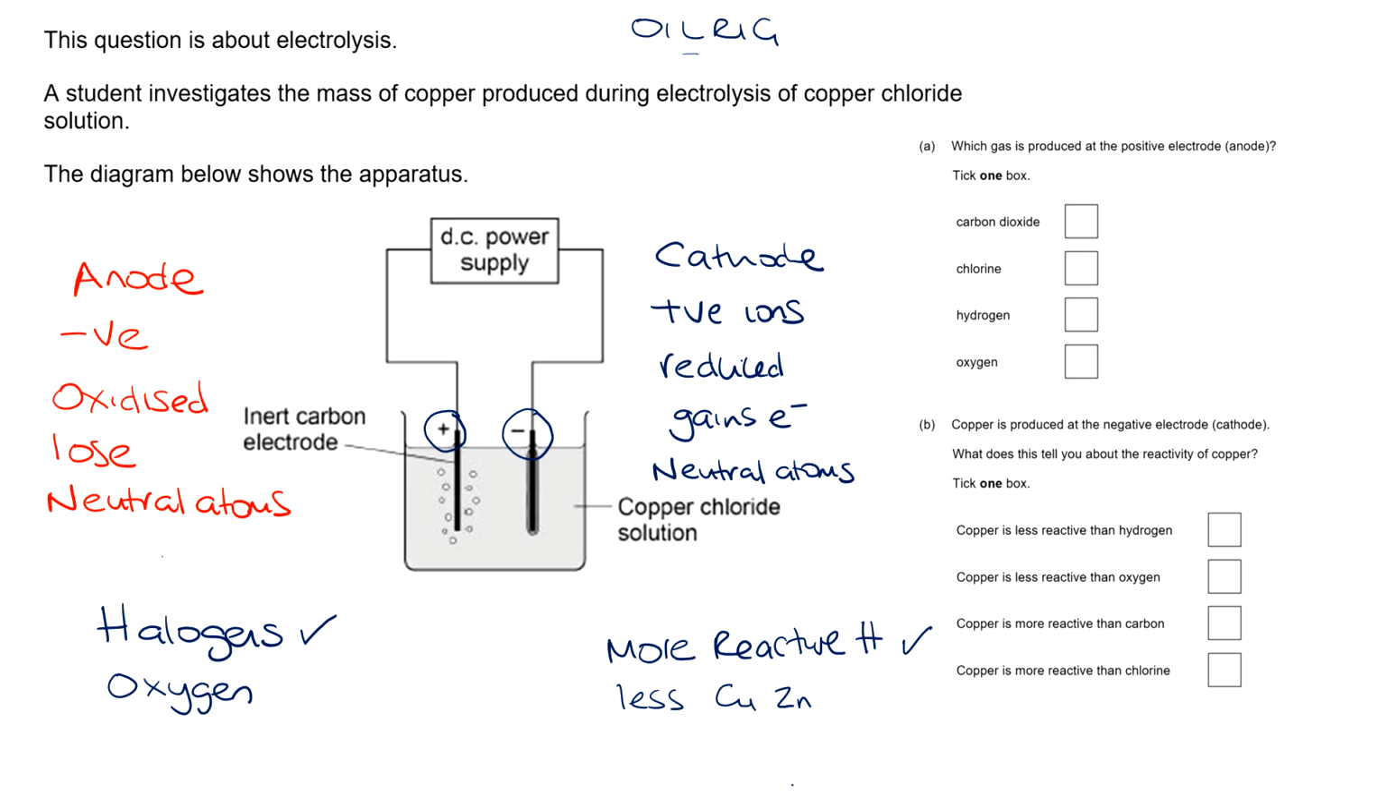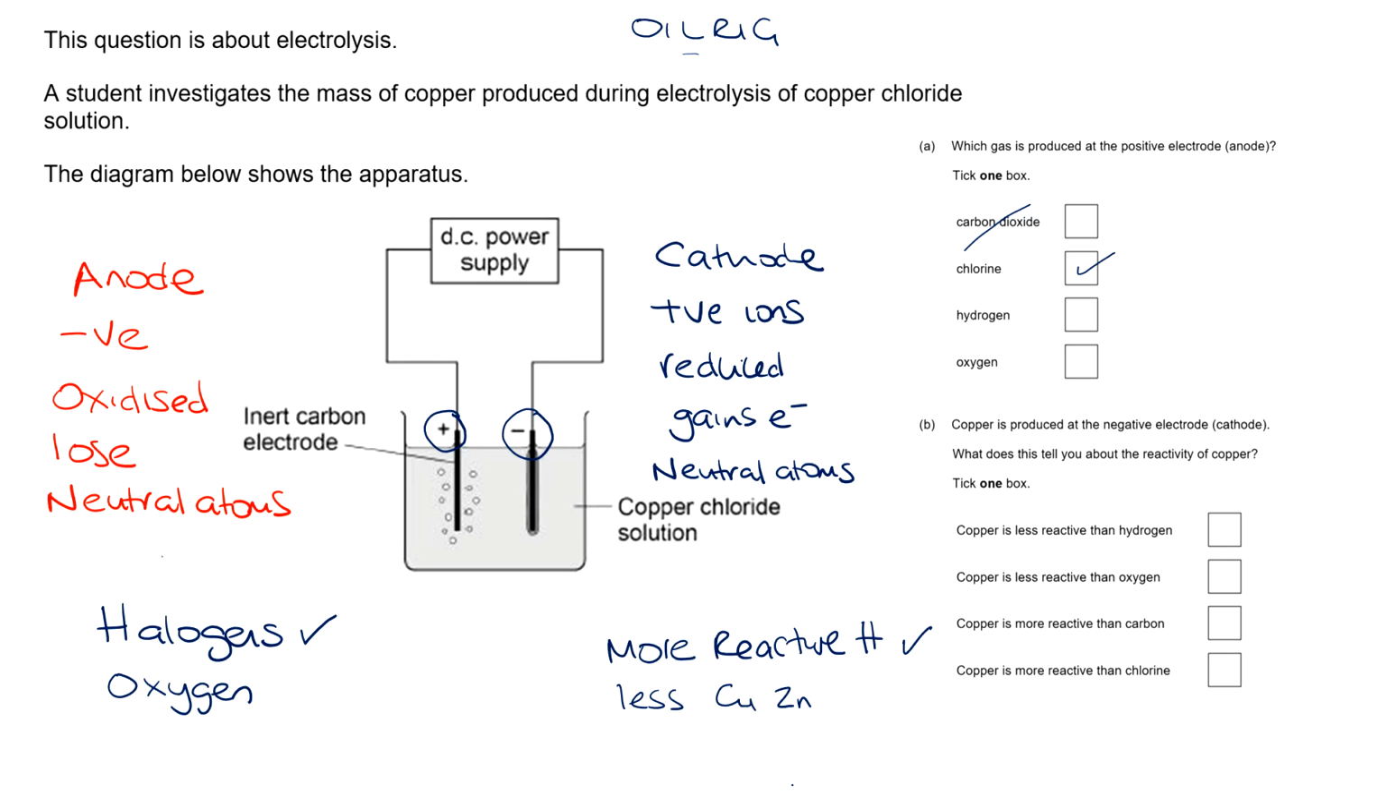Now, this question specifically asks you in part A which gas is produced at the positive electrode or the anode. So having recalled that basic information about electrolysis, you can quite easily pick out from the selection that you've been given. Carbon dioxide wasn't even in the question, so it's not going to be that one. And of course, if it's at the anode, then it's going to be the negative ion, and the only negative ion that you've got there is going to be chlorine.